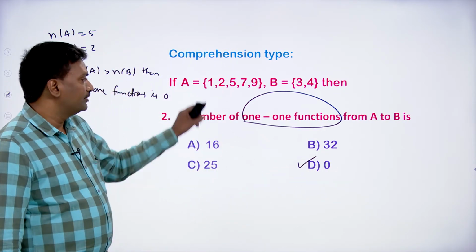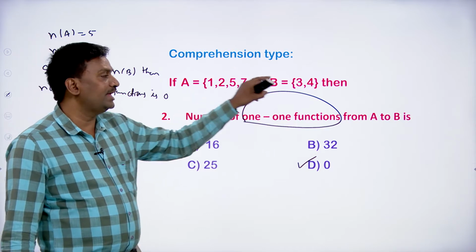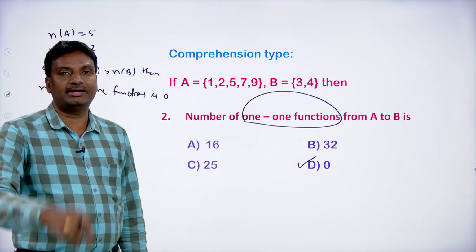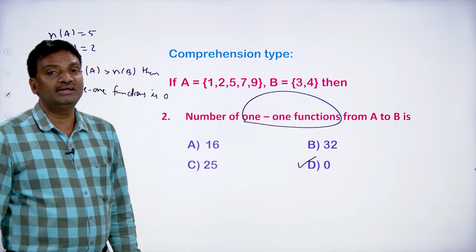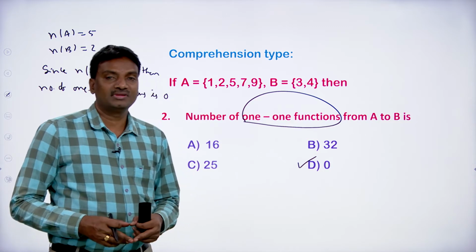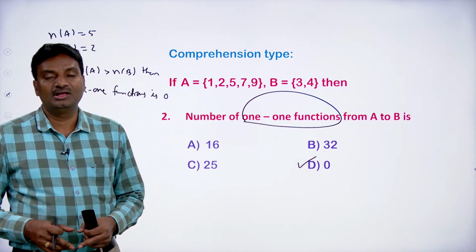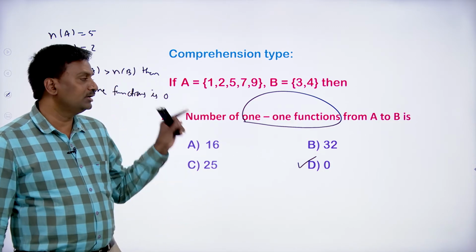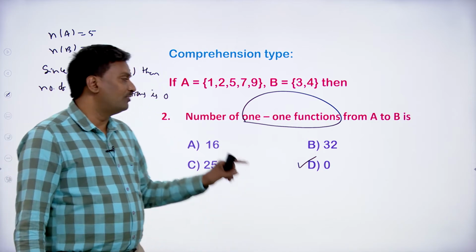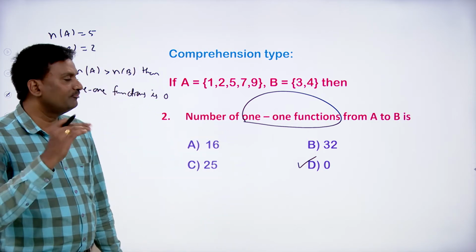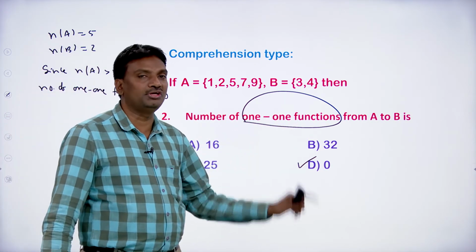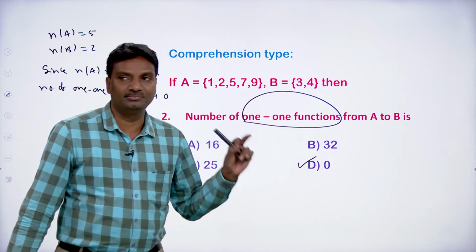Option D is correct. If the number of elements in A is less than or equal to the number of elements in B, then we can use the formula nPm. Otherwise we can't define a 1, 1 function from A to B. So for this problem we can say the number of 1, 1 functions from A to B is 0. So that is option D. So take the screenshot.